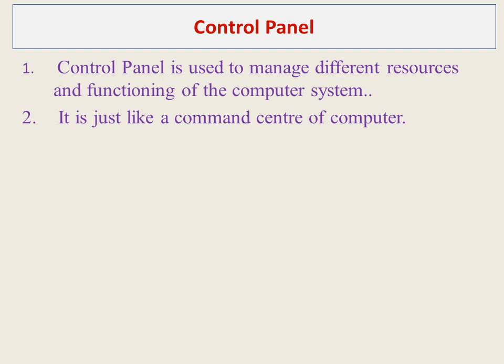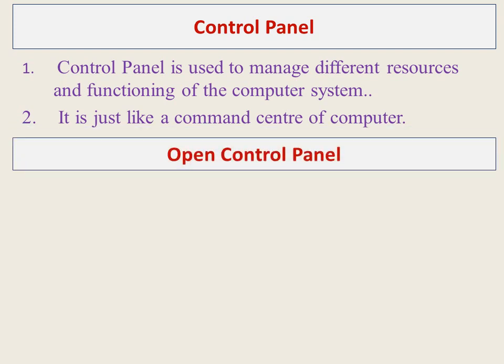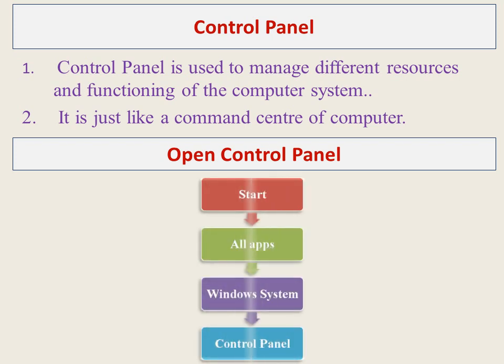The Control Panel contains a number of categories. All these categories help us to manage different resources and the functioning of the computer system. Now, how to open the Control Panel? First click on the Start button, then All Applications, then Windows System, and lastly click on the Control Panel option.